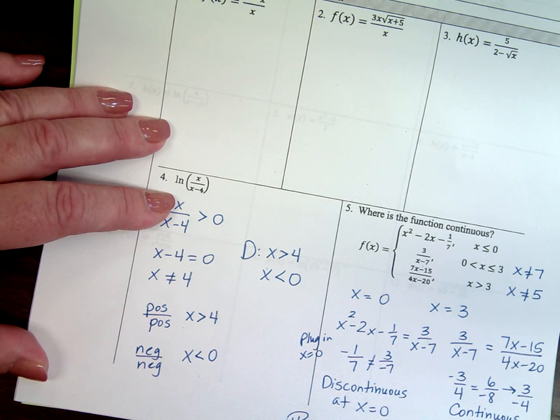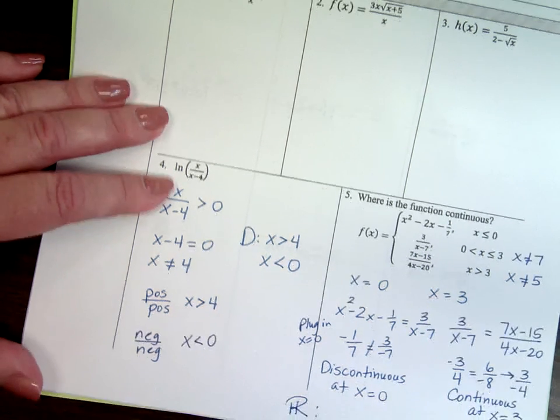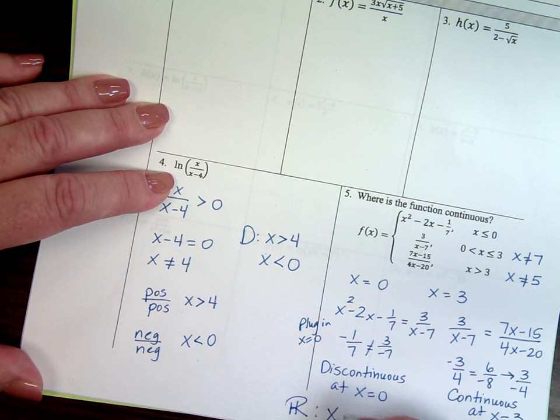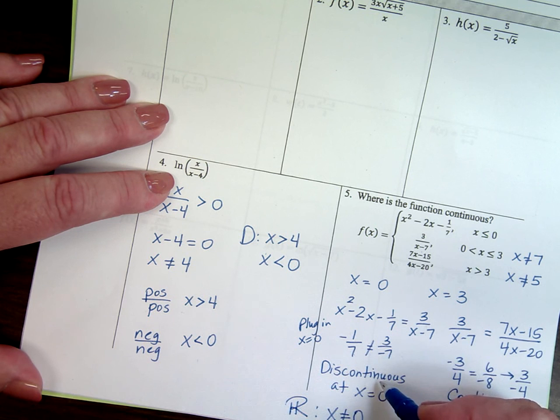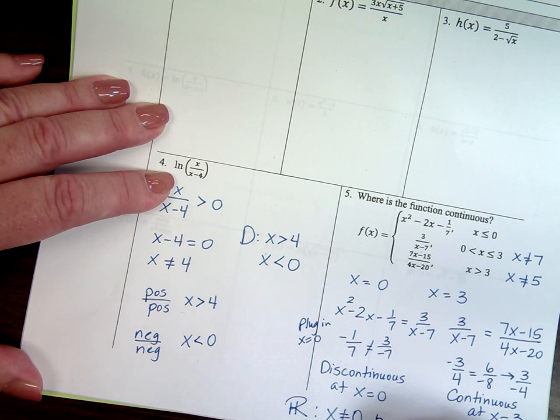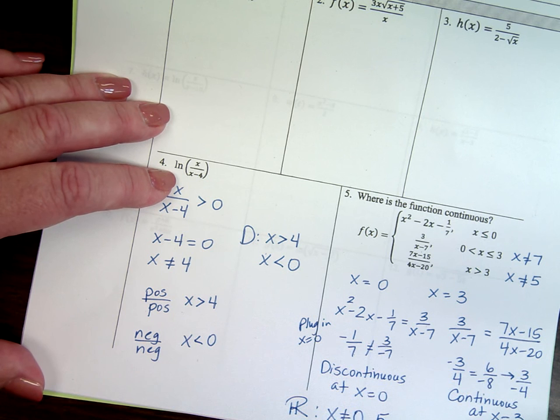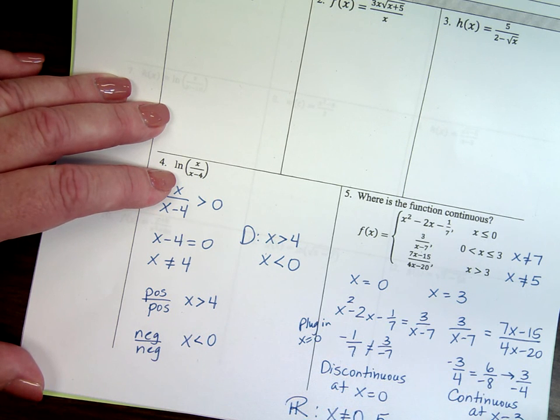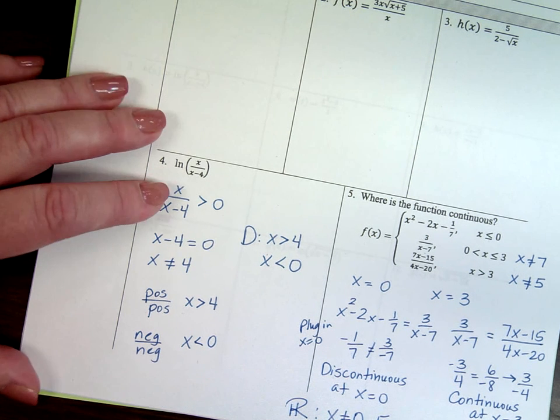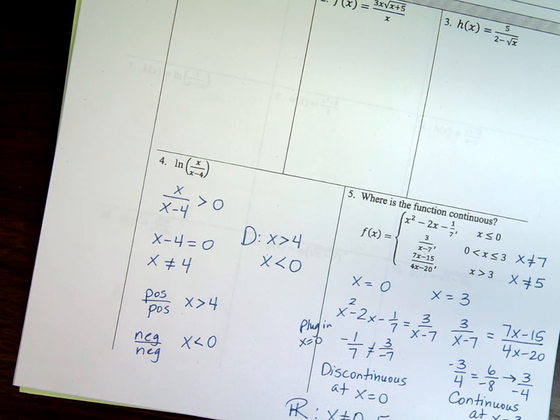I'm coming up with my domain. It's all real numbers, but x can't equal 0. That was my discontinuity here. It can't equal 5. And he said it can equal 7. The 7 wasn't in the domain, so you didn't have to include it. But I don't see how it's eliminated, frankly. Thoughts on my kid's part?